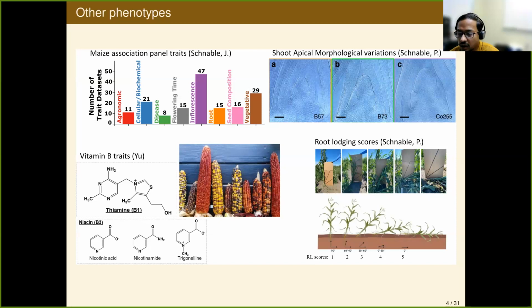The scores are basically interval censored. If a plant is standing tall, standing straight, it's coded as root lodging score 1. If the angle is between 60 and 90 degrees, it's coded as 2, and so on. So a higher root lodging score means that the particular genotype is more susceptible to root lodging. Their goal was to understand how we can breed future corn varieties that are resistant to root lodging or to abiotic stress, such as high wind damage.